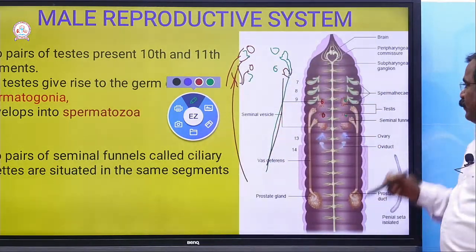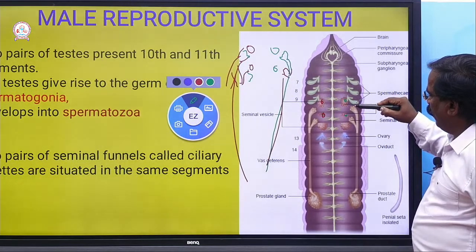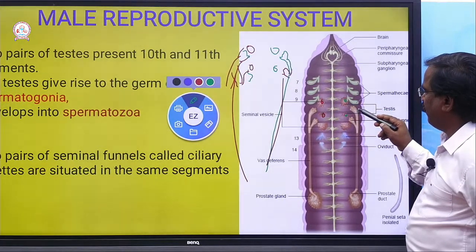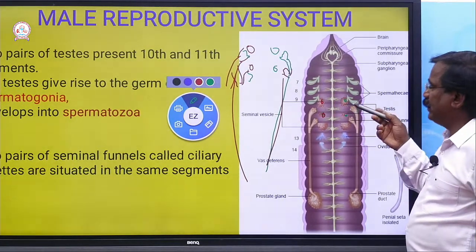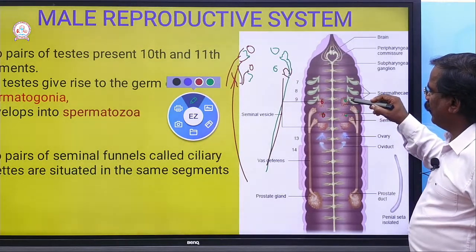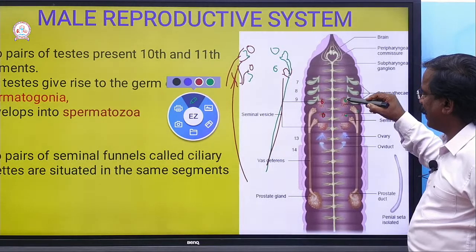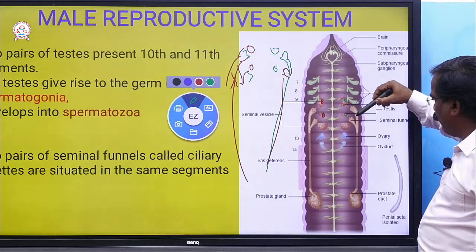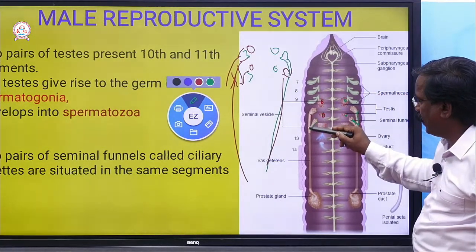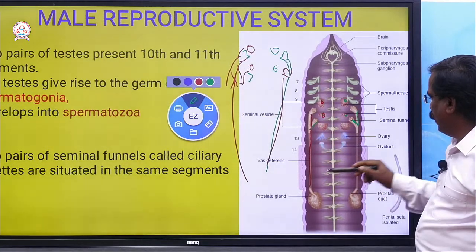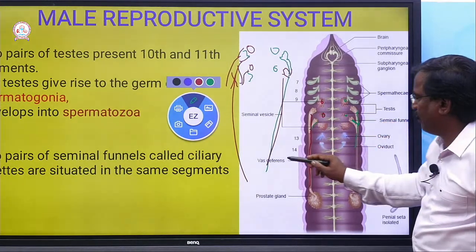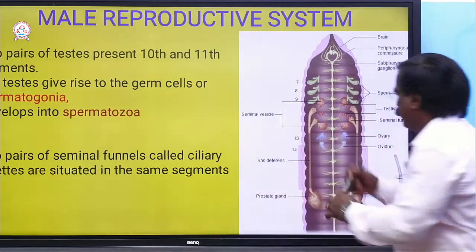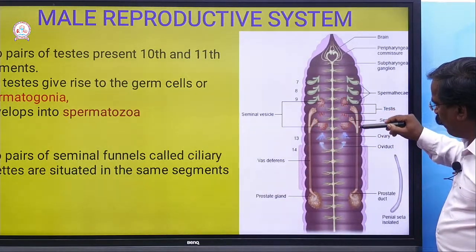That is the vas deferens. Listen. The seminal funnels are there: two pairs of seminal funnels, one funnel for each testis. Their main function is to collect the spermatozoa produced by the testis. The two seminal funnels join and form a single duct, called the vas deferens.